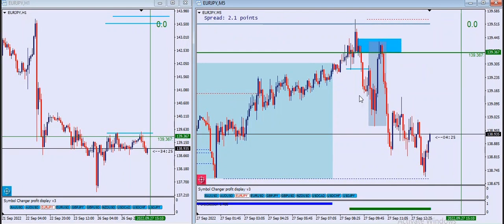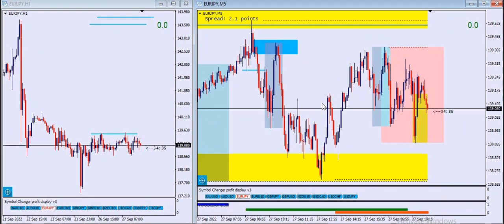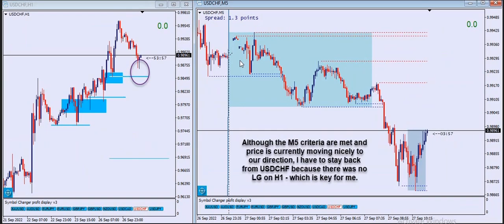So this was the Euro JPY of what I've just explained. Then Euro JPY, I've explained this. Okay, I've explained this.